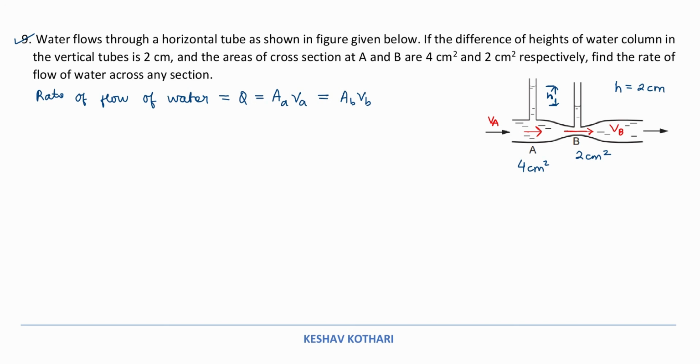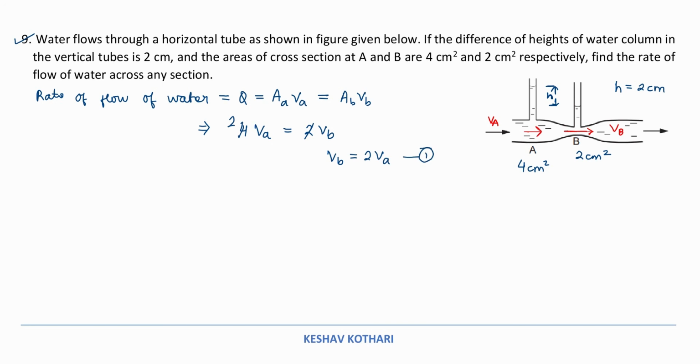So over here I can modify this expression in this way. So area at A is equal to 4 centimeter square into velocity at A, which is equal to 2 centimeter square into velocity at B. So from here we get an equation that velocity of B is equal to twice velocity of A, and this is regarded as equation number 1.